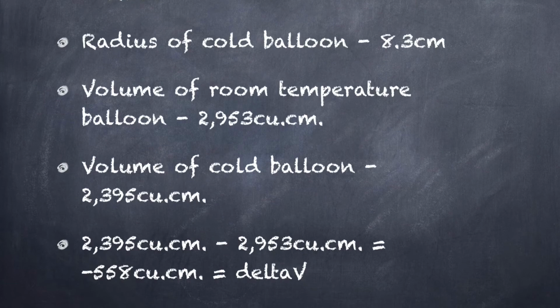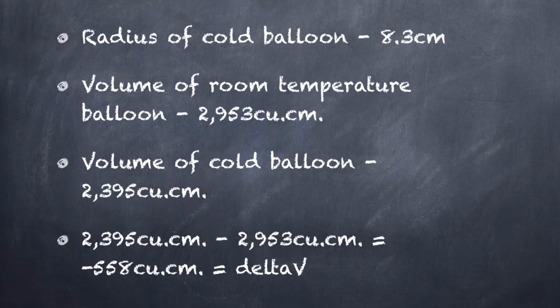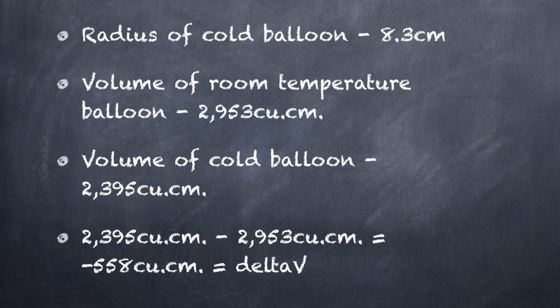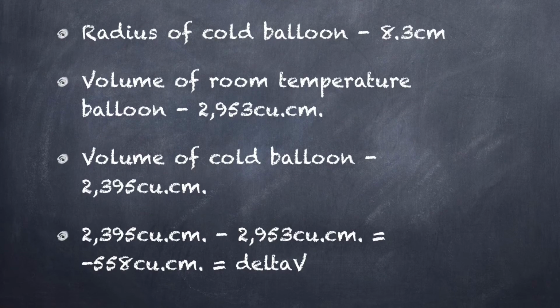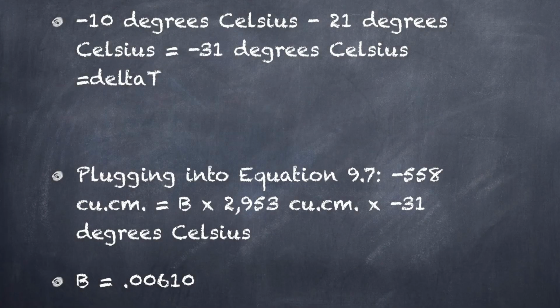When we subtracted the volume of the room temperature balloon from the volume of the cold balloon, that gave us a result of -558 cubic centimeters, which was equal to delta V. The next thing we did was to find delta T, and to do that we took the room temperature and subtracted that from the temperature of the freezer, which gave me a result of -31 degrees Celsius.